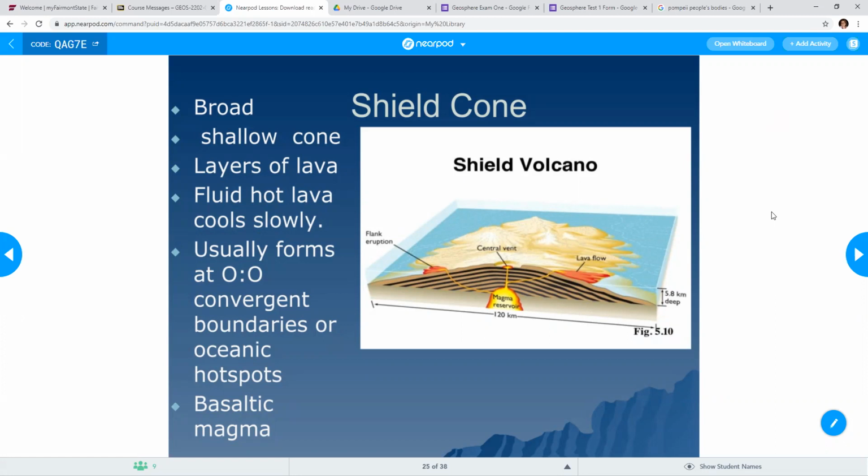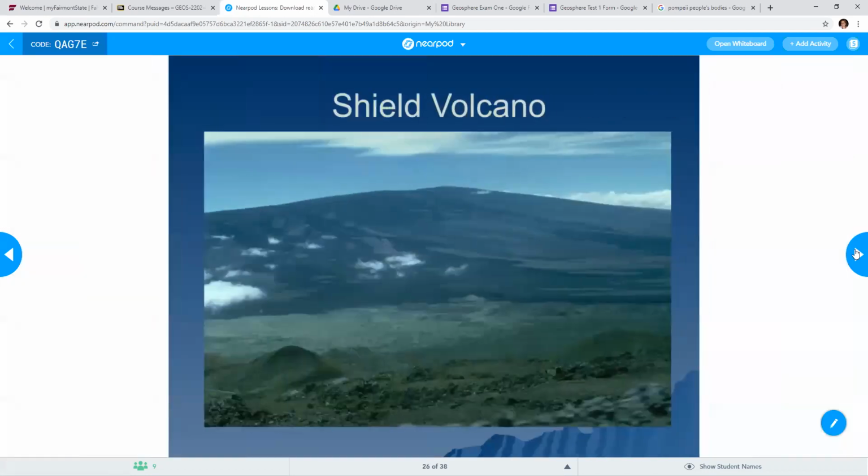So super hot, super runny, not very high levels of SiO2. I mean, they've got it, but just not super high levels of it. So there's a picture. Like I said, this is recording, so if you need to go back, that's fine.